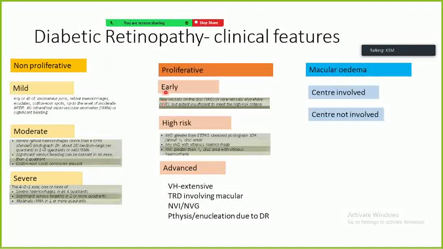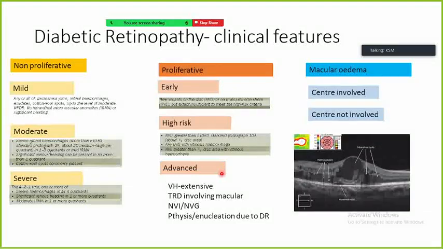When you go toward this side, that means it is difficult to treat, so you should try to avoid coming into this stage. It's mandatory for the doctors who see diabetics to make sure they don't reach this stage, so they are referred early and can be treated at this stage. And if you go to advanced proliferative retinopathy, it's very difficult to treat and the eyesight might be permanently lost. So this is diabetic macular edema.